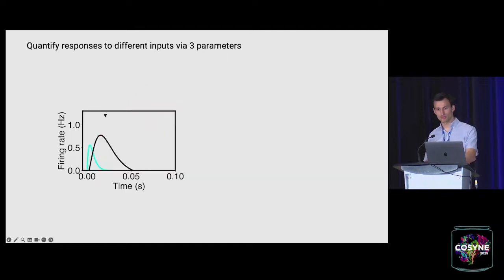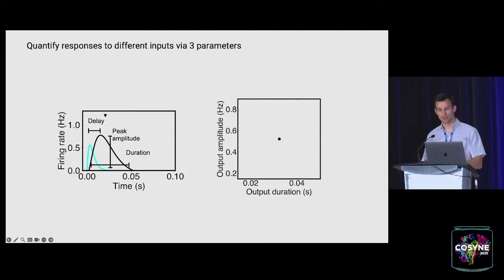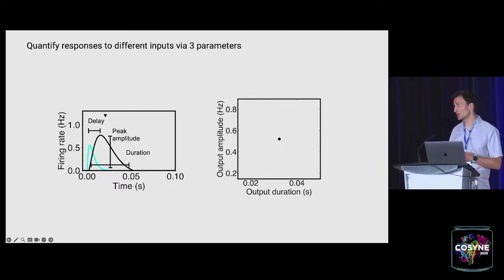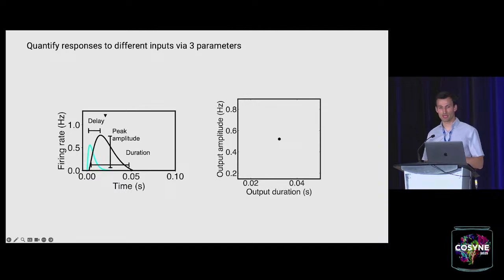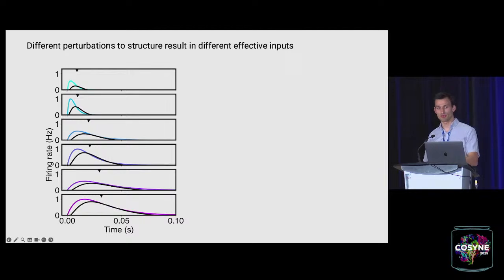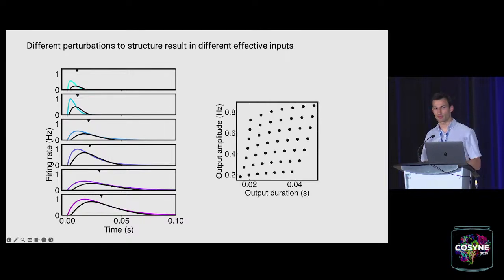Okay, so to simplify things for ourselves, we can characterize a particular neuron's response to this input via three variables: the duration, peak amplitude, and delay. If we plot this response in the space of two of these variables, the amplitude and duration, it might look like this. We can now imagine that many different synaptic perturbations resulting from synaptic turnover result in different effective inputs that a neuron sees, and we can plot all of these responses in the space I just showed you.